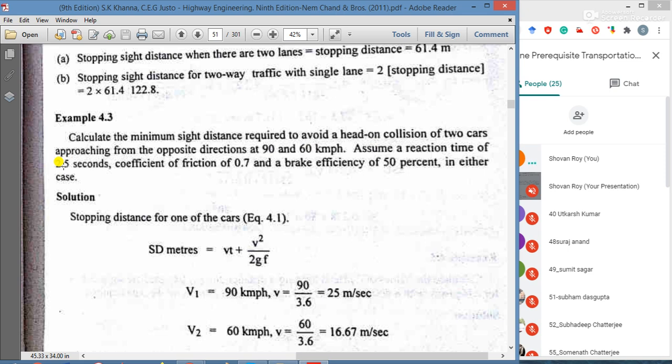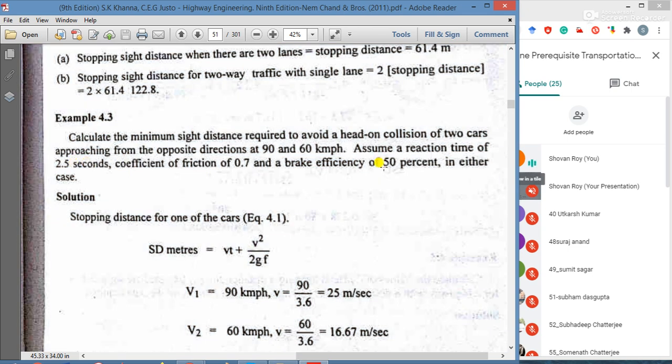This is the very common 2.5 seconds. Everywhere you can see the reaction time of the driver is 2.5 seconds, because we have already studied the PIEV theory and everything related to the reaction time of the driver. So as a conclusion, the reaction time would always be 2.5 seconds, with a coefficient of friction of 0.7 and a brake efficiency of 50%. This is the new thing introduced in this question. Brake efficiency of 50% in either case means both vehicles, and the vehicles are on the same road, so these conditions are applicable to both.